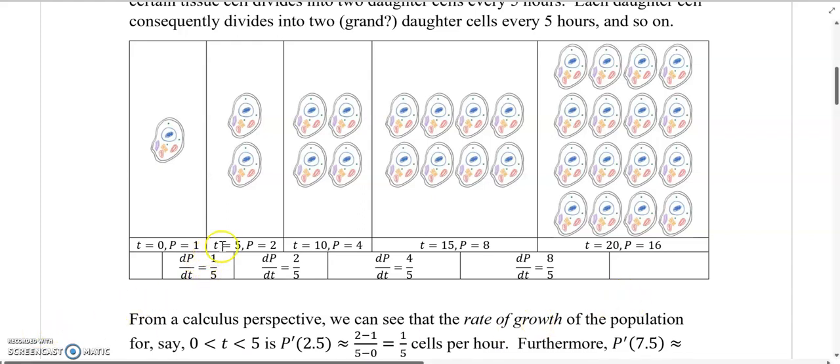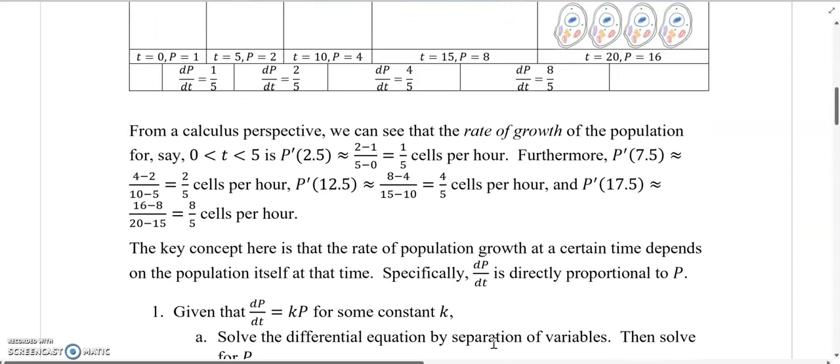We can look at this rate of change from t equals 0 to t equals 5. Our population changed by 1, and our time changed by 5. And then from t equals 5 to t equals 10, our population went up by 2, and our time went up by 5. And then over this next interval, our population went up by 4, and our time went up by 5. So the key concept here is that we're finding that that rate, dP/dt, the rate of change of the population with respect to time, is directly proportional to the population.